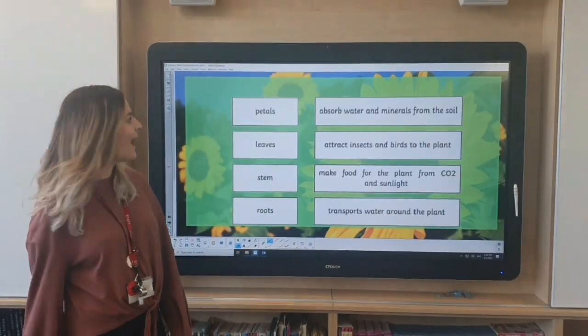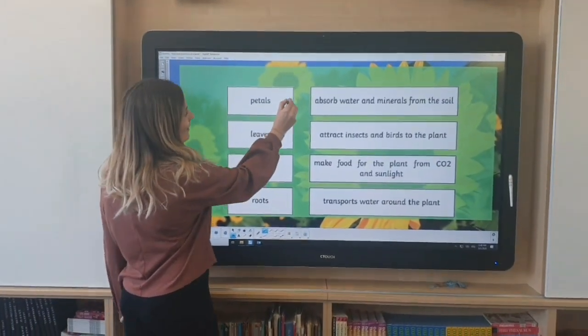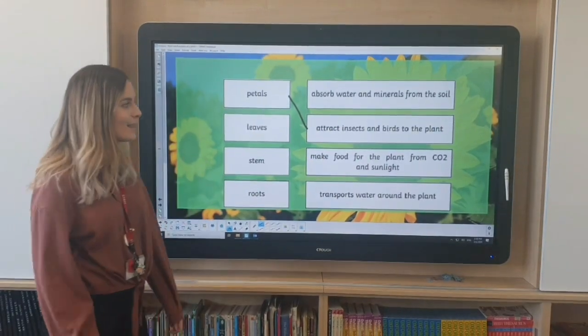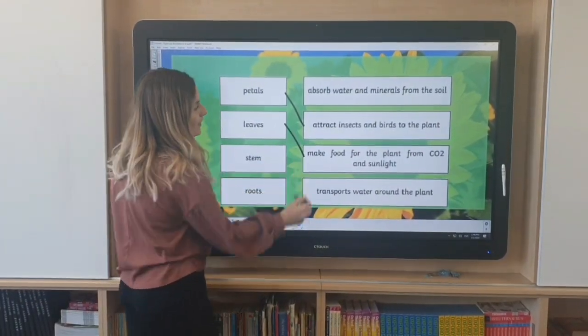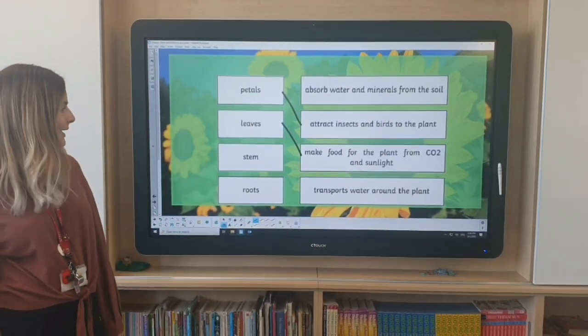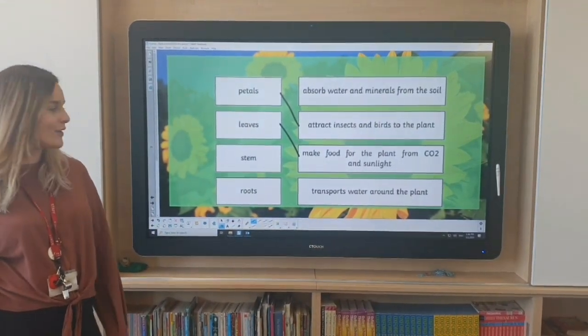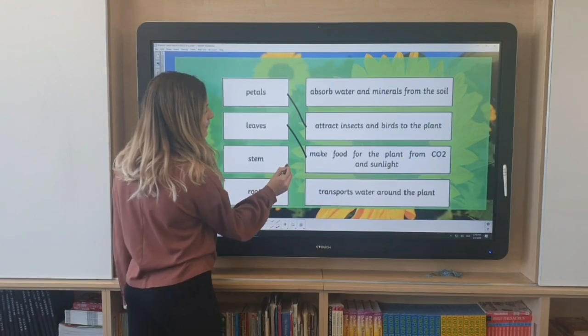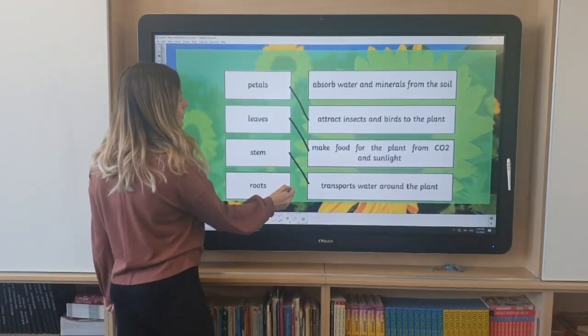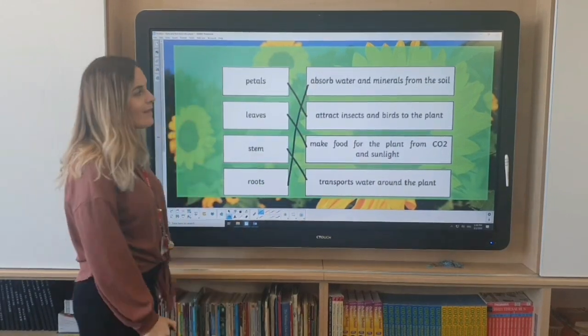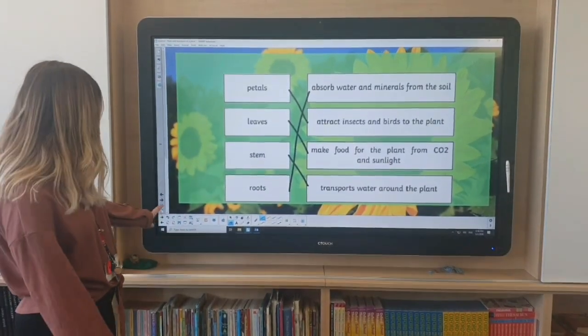So you should have got the petals. They attract the insects and the birds to the plant. The leaves make food for the plant from CO2 and sunlight using that special word photosynthesis. The stem transports the water around the plant, and then the roots absorb the water and the minerals from the soil.